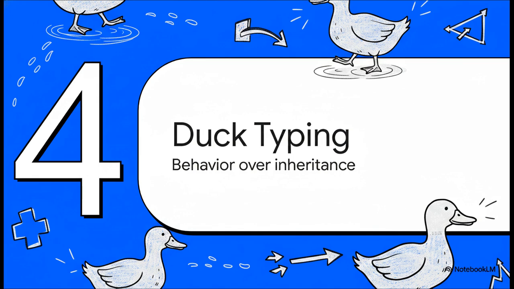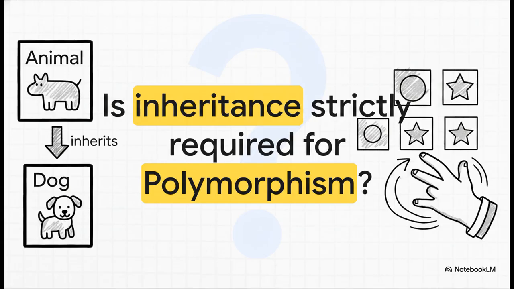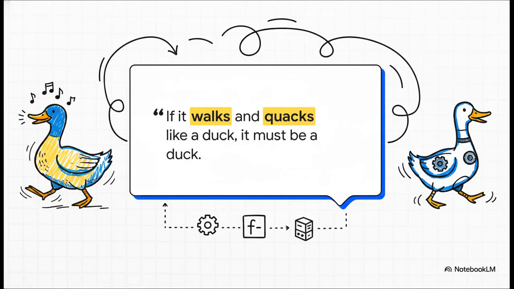This is a really fun one. The duck typing trick. Let's test your understanding of inheritance with a quick true or false. Does polymorphism strictly require classes to inherit from a shared parent class? Like, does a dog have to inherit from animal for this whole thing to work? To answer that, we lean on a famous old programming proverb: if it walks like a duck and quacks like a duck, it must be a duck.